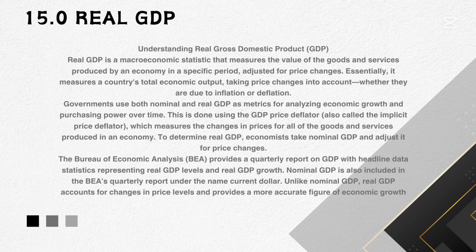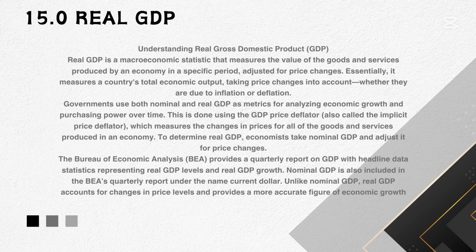Understanding real gross domestic product. Real GDP is a macroeconomic statistic that measures the value of the goods and services produced by an economy in a specific period, adjusted for price changes. Essentially, it measures a country's total economic output, taking price changes into account, whether they are due to inflation or deflation. Governments use both nominal and real GDP as metrics for analyzing economic growth and purchasing power over time. This is done using the GDP price deflator, also called the implied price deflator, which measures the change in the prices for all of the goods and services produced in an economy.